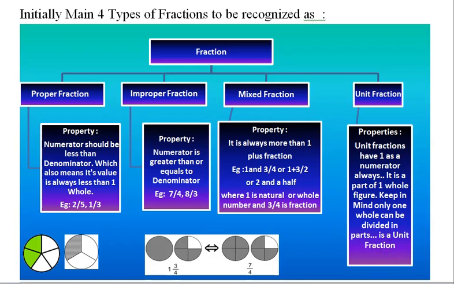See, here we have 3 upon 4. So this is not a unit fraction. 7 upon 4 is not a unit fraction. Unit fractions have 1 as a numerator.